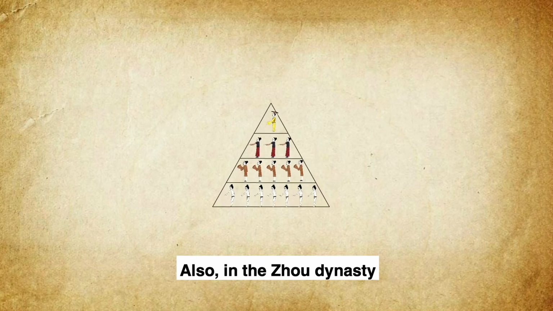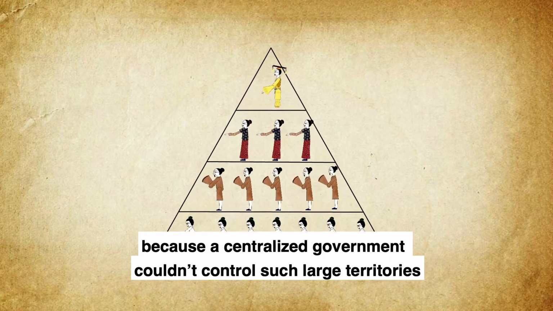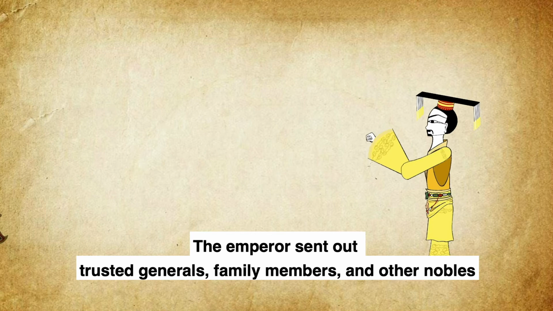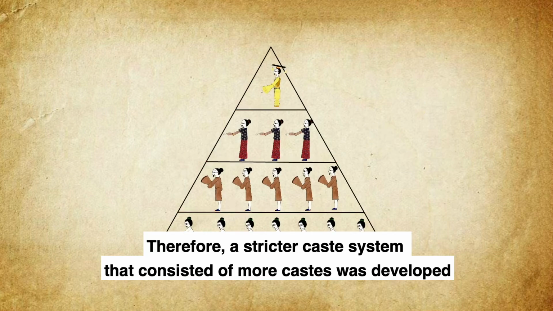Also, in the Zhou Dynasty, a system similar to feudalism developed because a centralized government couldn't control such large territories. The emperor sent out trusted generals, family members, and other nobles to establish smaller states which would be loyal to the king. Therefore, a stricter caste system that consisted of 4 castes was developed.